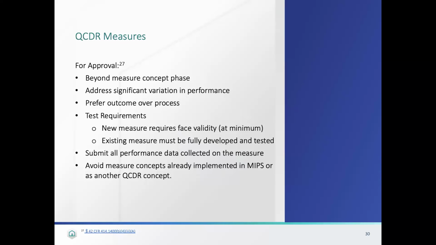Beginning with the 2024 MIPS performance period, QCDR measures must also be tested prior to being self-nominated. A new measure in its first year being submitted requires face validity at a minimum, and existing measures previously approved and being submitted for a subsequent year must be fully developed and tested. QCDRs are also required to collect data on their QCDR measure appropriate to the measure type prior to submitting it with your self-nomination. And last, try to avoid submitting measure concepts that are already implemented in MIPS, either as a QCDR measure or MIPS quality measure. Next slide, please.